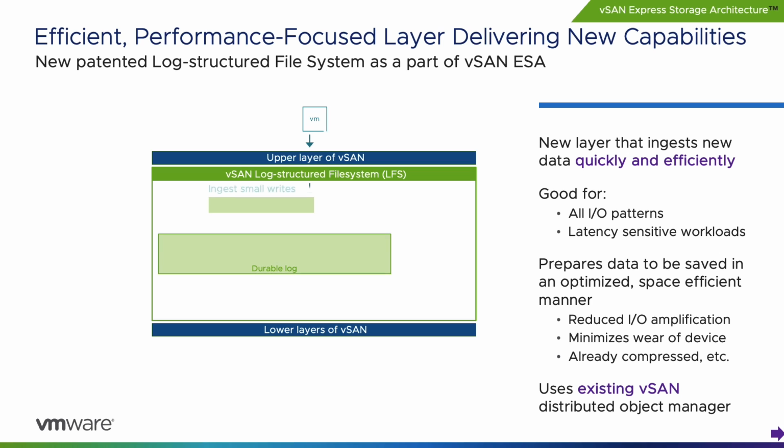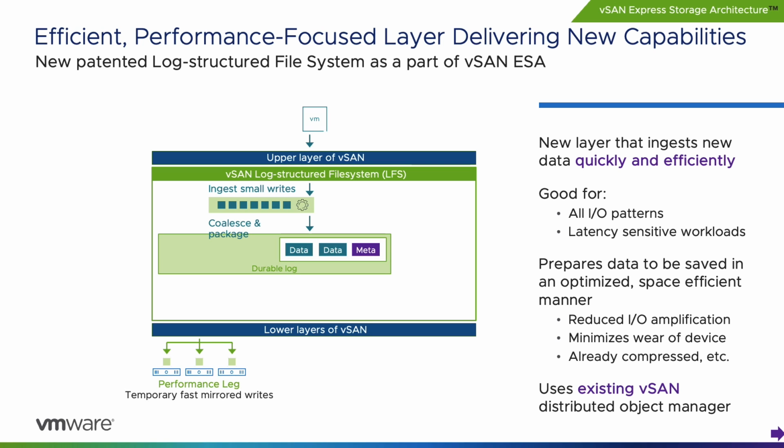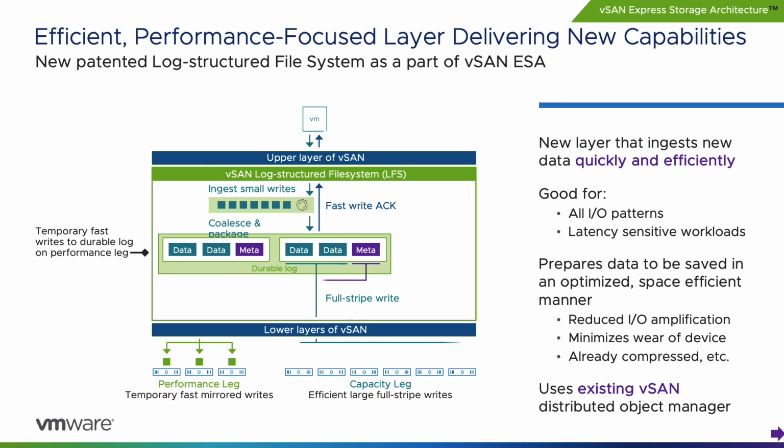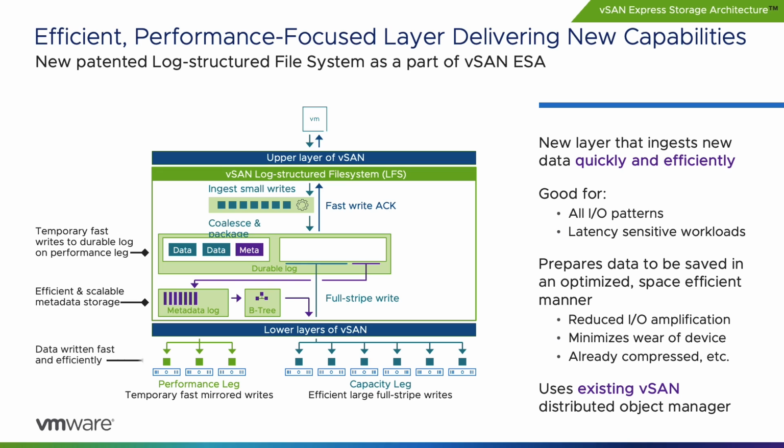Let's take a look at a new layer within vSAN that has been purpose-built to ingest writes in a fast and efficient way. This new patented log-structured file system is known as the vSAN LFS. Among other things, it allows vSAN to write many small I/Os quickly, coalesce them, and write a large block efficiently. At a high level, incoming I/O is compressed, coalesced, and packaged up with associated metadata, then written to a persistent, durable log, which lives on what is known as the performance leg of the object data structure. This allows vSAN to return the write acknowledgement immediately back to the guest VM to keep latency low.